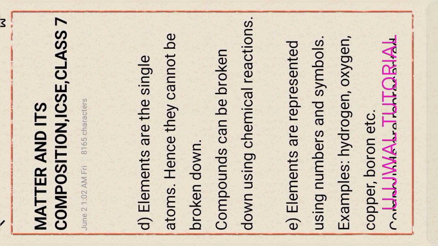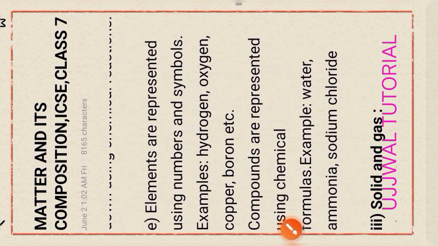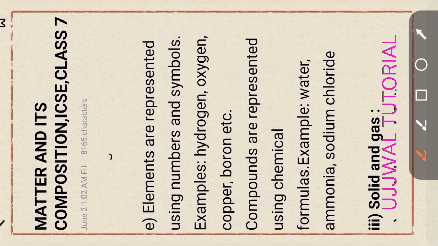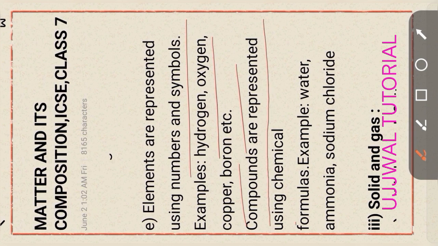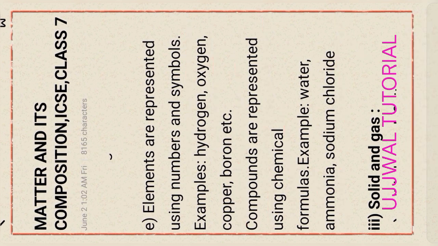Next point, point number E. Elements are represented using symbols. Example: hydrogen, oxygen, copper, boron, etc. But compounds are represented using chemical formulas. Example: water, H2O; ammonia, NH3; sodium chloride, NaCl.